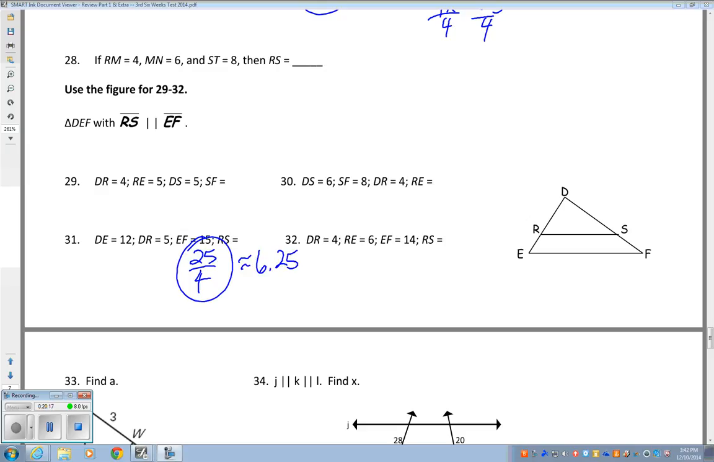6.25. Do not forget, part 2 is your homework and due tomorrow. Yeah, that's the other packet.